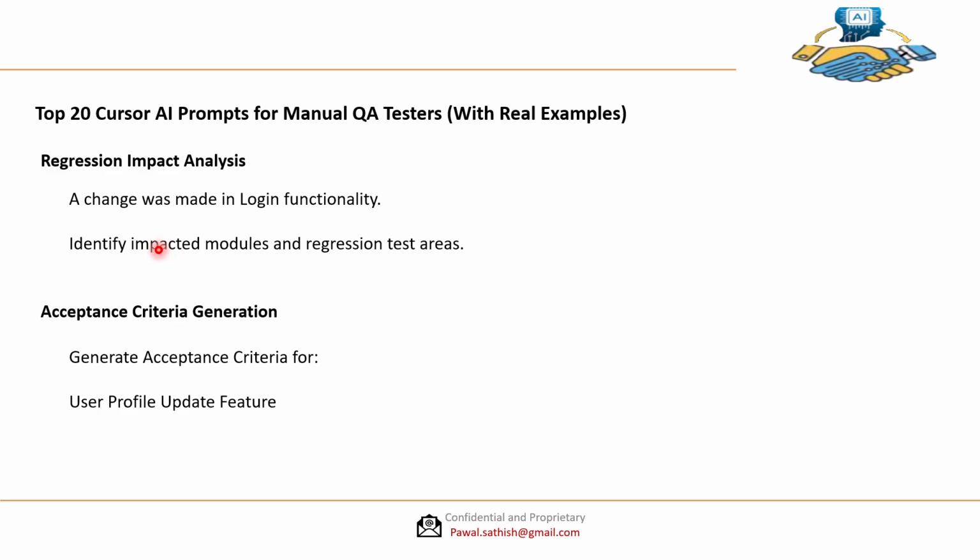result. Okay. In case there's a little bit of code change in some of the functionality, okay, we'll simply give the prompt like: a change was made in login functionality, identify impacted modules and regression test areas. Definitely, it will go through all the functionality and it will identify the impacted modules and the test cases. Then acceptance criteria generation. Okay, so we'll simply ask: generate acceptance criteria for the user profile update feature.